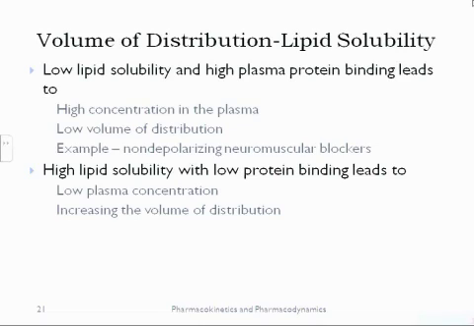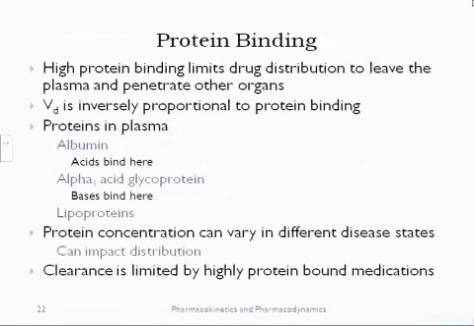On the other hand, the ones that have high lipid solubility and low protein binding are things like propofol. Okay? So they have low plasma concentrations very quickly, and they have an increasing volume distribution because they're so lipid soluble. Protein binding is also a big factor because high protein binding limits the drug's distribution out of the plasma. And as a consequence, the volume distribution is inversely proportional to protein binding, which means the higher the protein binding, the lower the volume distribution, versus the lower the protein binding, the higher the volume distribution is.